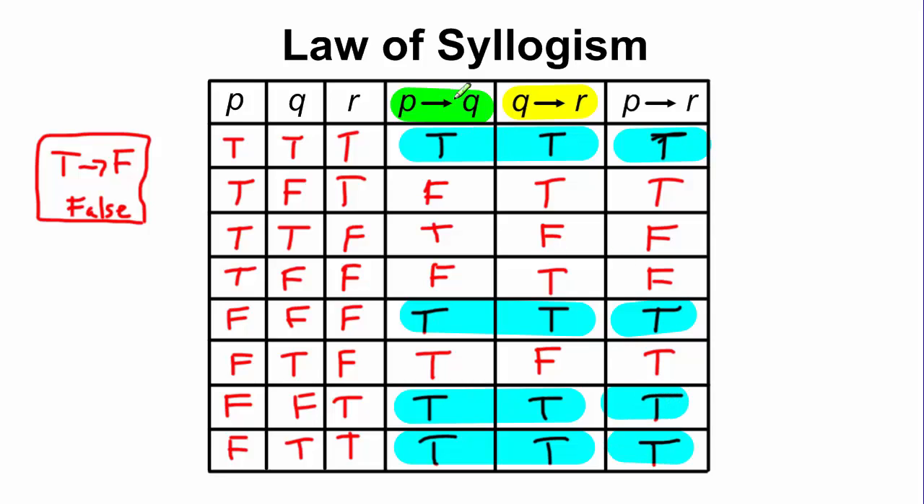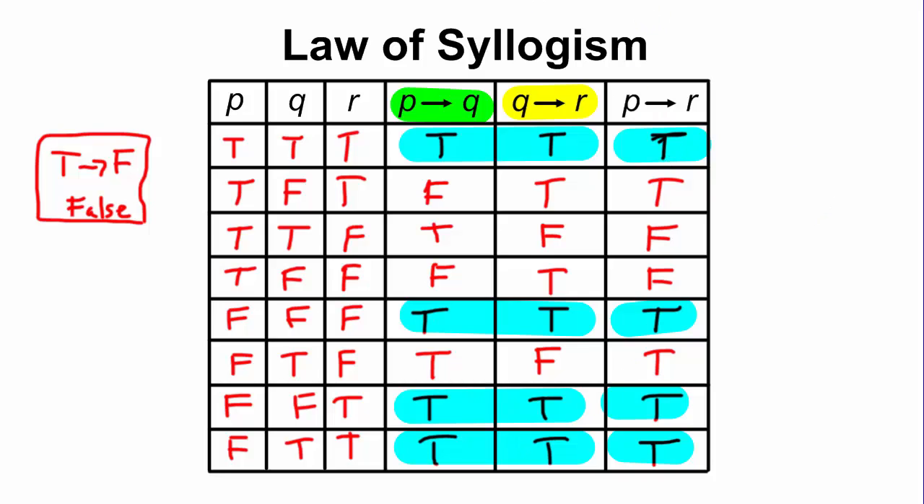If I told you I have two conditionals such that I take the conclusion out of the first conditional, and then I make a new conditional with a new conclusion, and then I take the hypothesis from the first conditional statement, take the conclusion from the second conditional statement, and create a new conditional statement, well, what do I notice about these new statements? Well, they all happen to be true. So that is what the law of syllogism is letting us know.